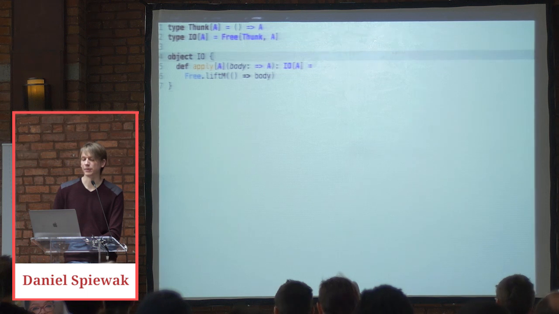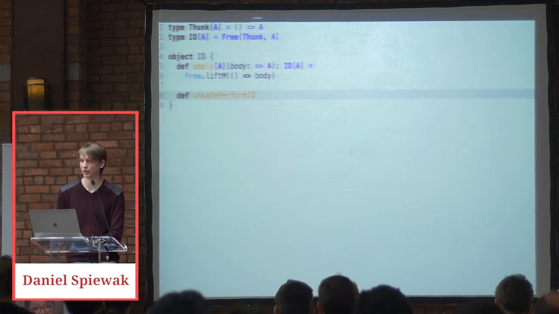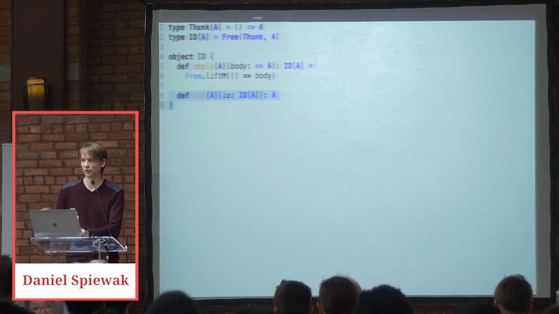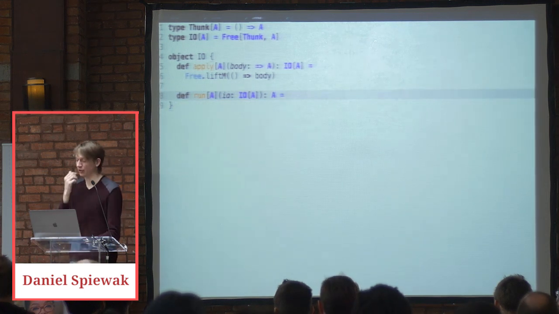Now the question becomes, how do I unsafePerformIO, which is the traditional way that it's called? But this is like run, right? So run the IO monad. Given some IO of A, how do we run this to produce an A? This is a super scary function. Do not do it without gloves and a hazmat suit. So how do we actually do this?